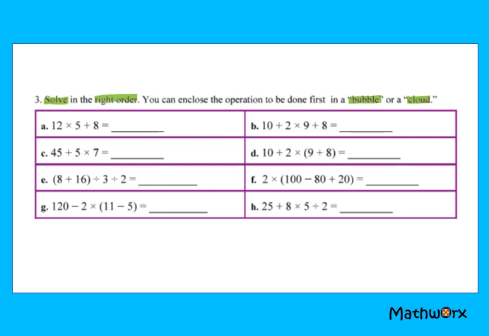Okay, let's do this. If we look at A, we have 12 times 5, which gives me 60, plus 8 gives me 68. Okay, remember we are working with BODMAS again. So let me just quickly write that at the top here, so we remember what we are busy working with.